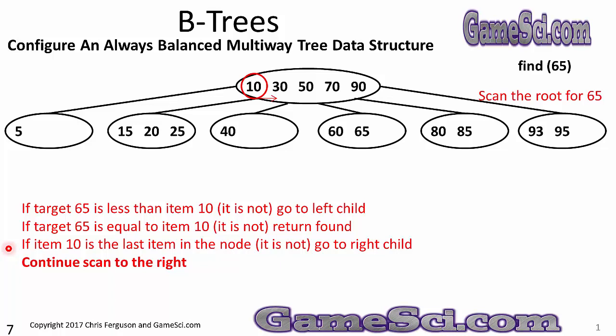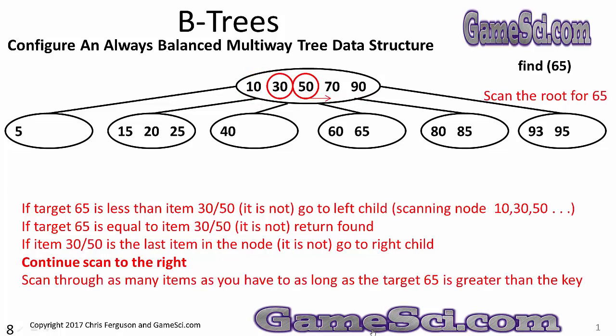If item 10 is the last item in the node, once again it is not, we'd go to the right, continue the scan to the right. So we'll make several checks on this value, but none of them are true, so we will continue scanning to the right of the root node. Scanning the root for 65, we're just going to go across here. If the target 65 is less than 30 or 50, it is not. I'm scanning down the root, looking for the path to take. None of these are less than, so I'm not going to take that path.